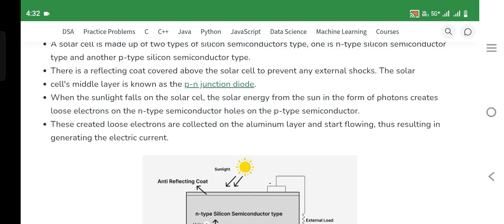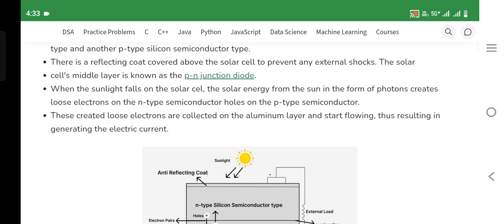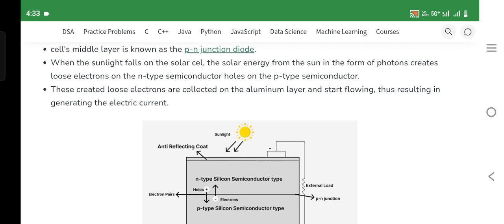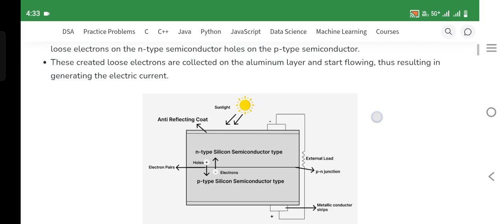When the sunlight falls on the solar cell, the solar energy from the sun in the form of photons creates loose electrons on the n-type semiconductor and holes on the p-type semiconductor. These created loose electrons are collected on the aluminum layer and start flowing, thus generating the electric current.